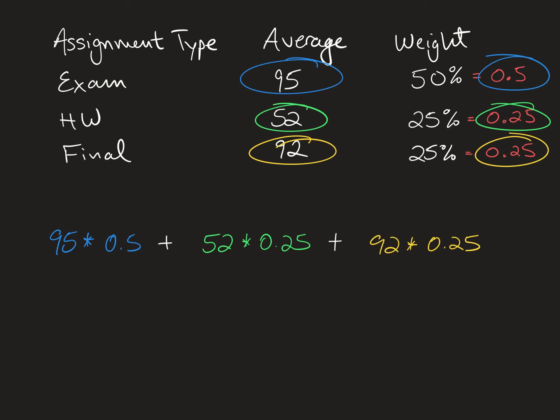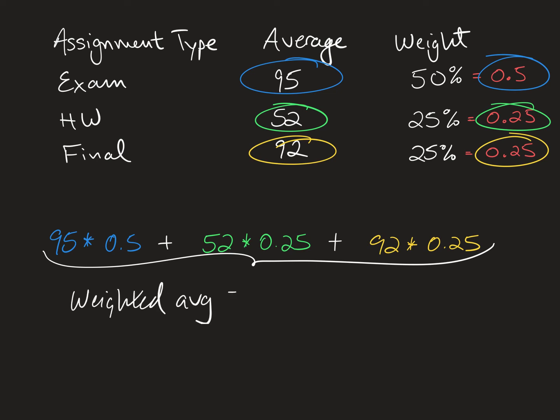When you follow the order of operations and do all of these multiplications first and then add, you'll get a weighted average of 83.5. Solid score. I hope this video helped you out. Good luck.